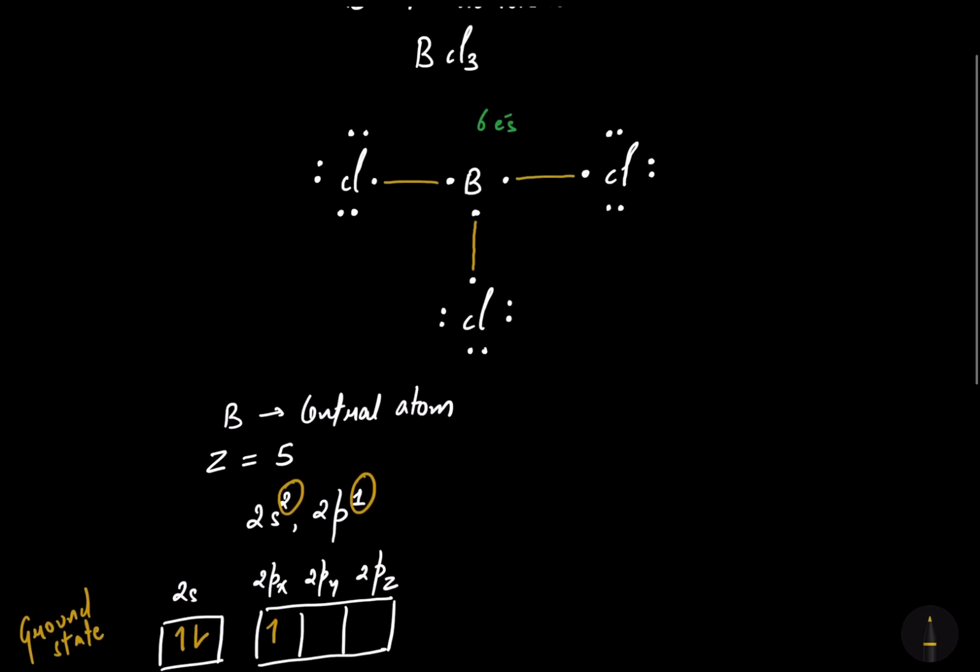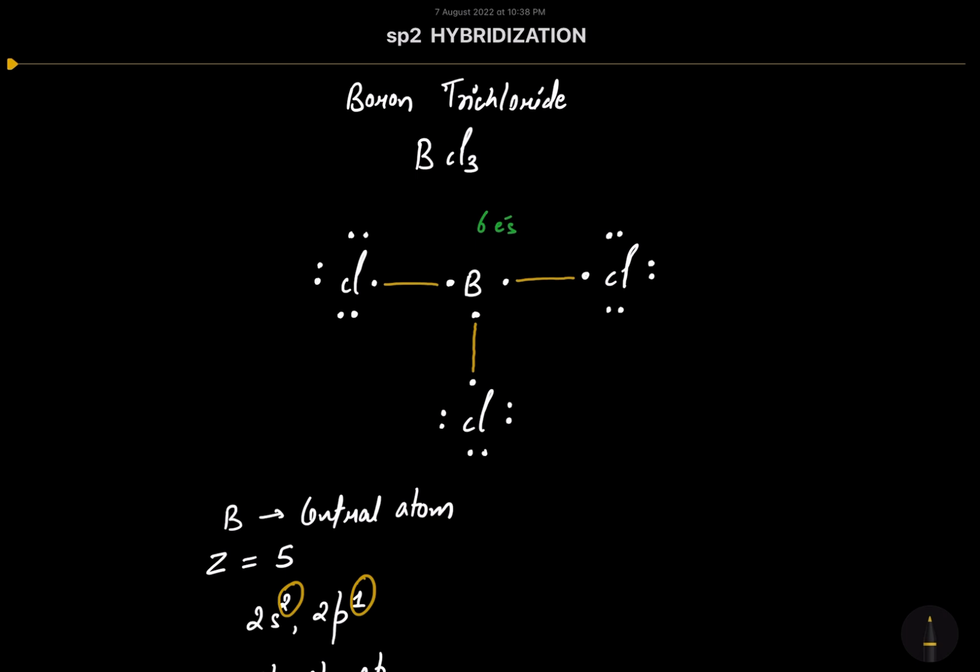Now, let's see the Lewis structure. Here, boron is forming 3 sigma bonds. I have also told you earlier that 2 atomic orbitals having 1 electron each will overlap with each other to form the covalent bond. That means the orbital of boron having 1 electron will overlap with the orbital of chlorine also having 1 electron, and then they will overlap to form the covalent bond.